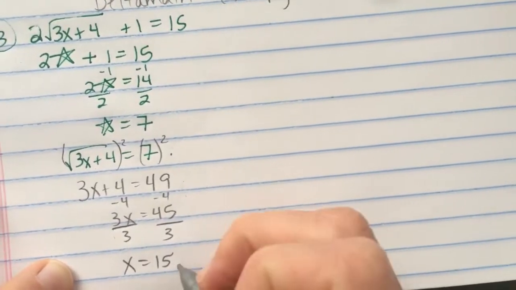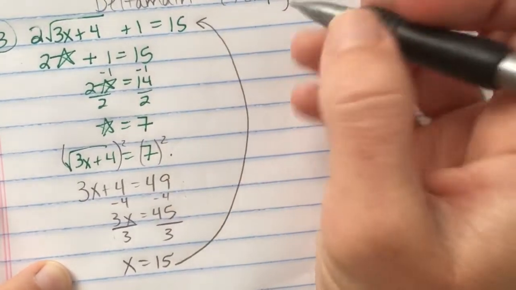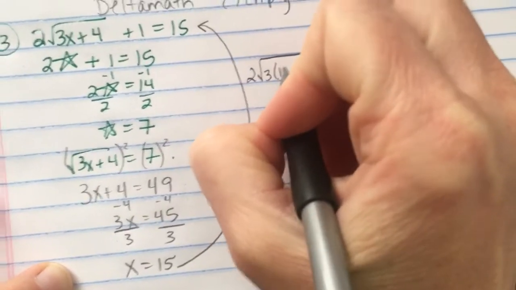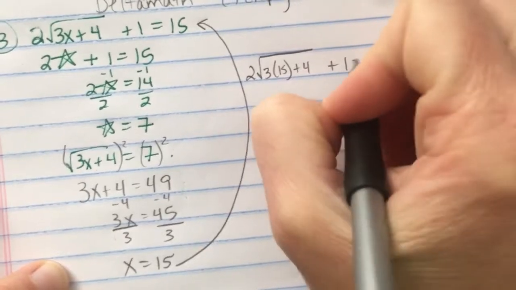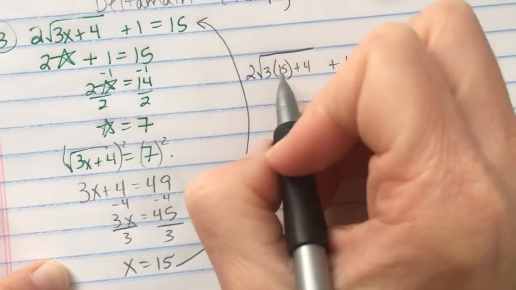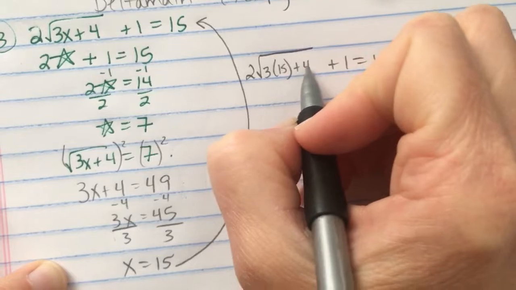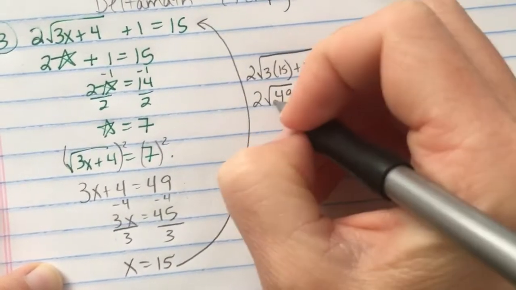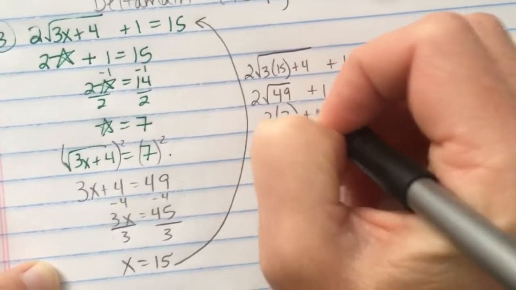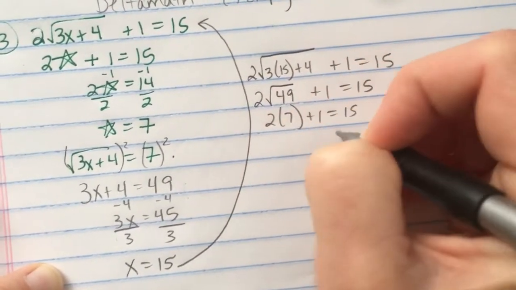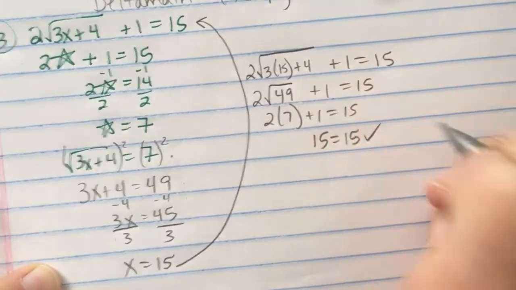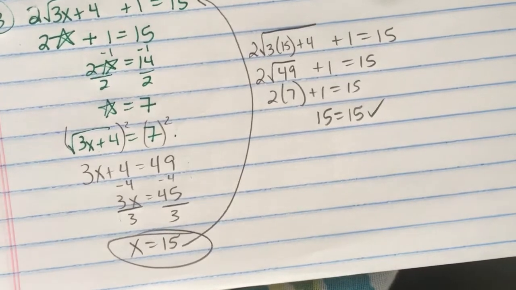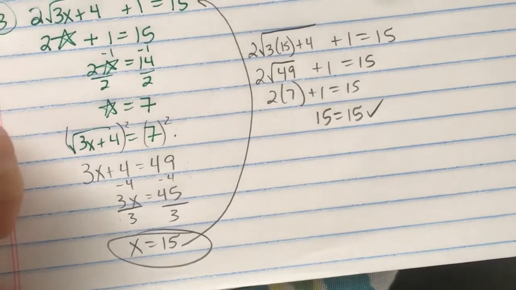Alright, you've got to check your answer. So when I plug it back in, 2 square root 3 times 15 plus 4 plus 1 equals 15. Let's see if that's true. 3 times 15 is 45 plus 4 is 49. So 2 square root 49 plus 1 equals 15. Square root of 49 is 7. 2 times 7 is 14 plus 1 is 15. So that is true. So x equals 15 is your answer.